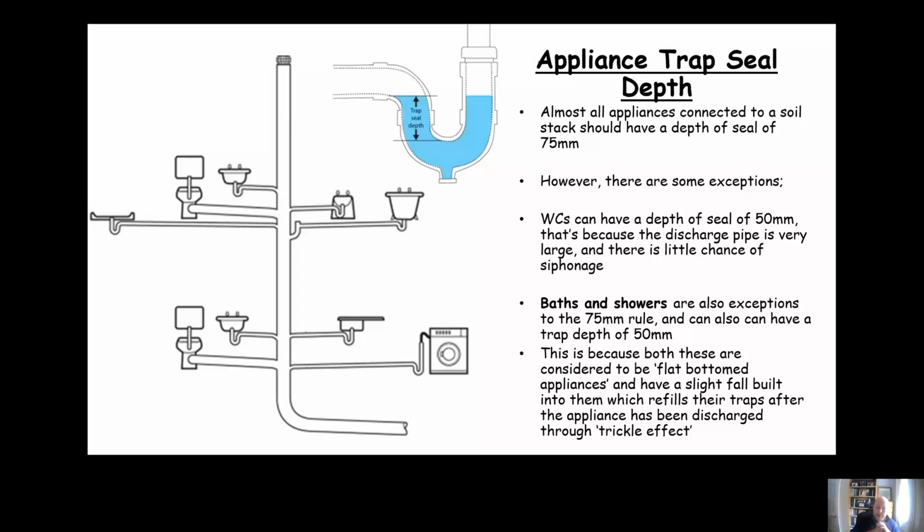But they're considered to be flat-bottomed appliances. So therefore, even if the trap seal is pulled through due to siphonage, there'll be a sort of trickle of water that will recharge the trap seal after it's been discharged.